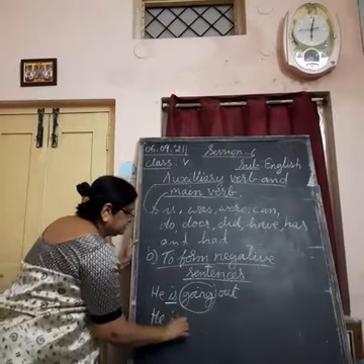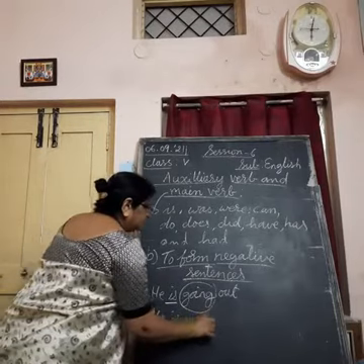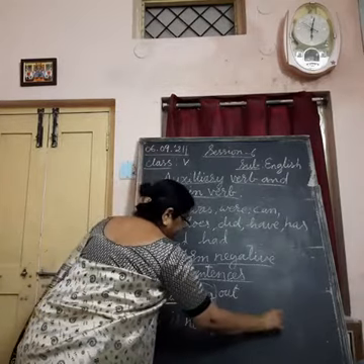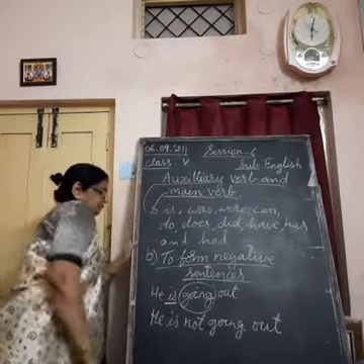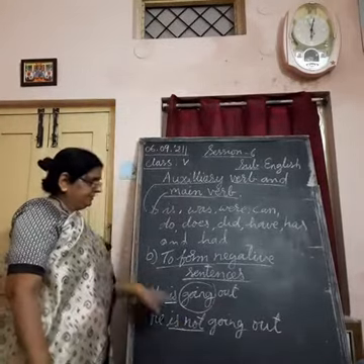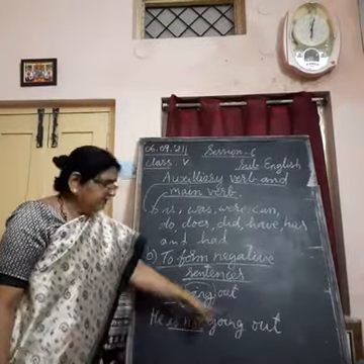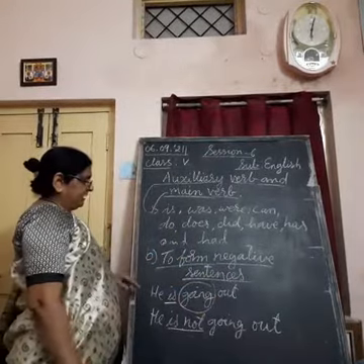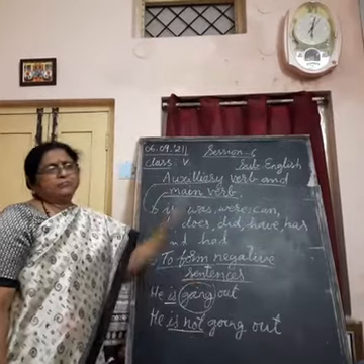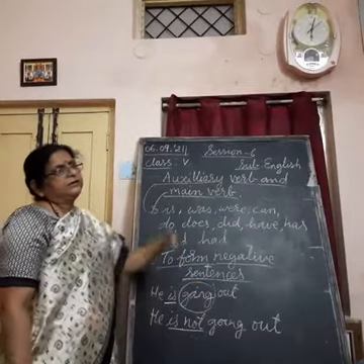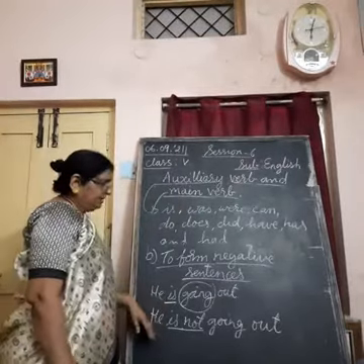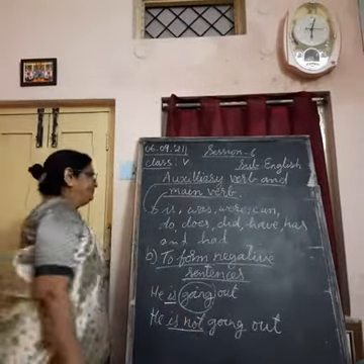He is not going out. Understand? So, "is not" will be the auxiliary verb. "Going" will be the main verb. I did my homework, past tense form. "Did" is auxiliary. And "did not" is the negative form.